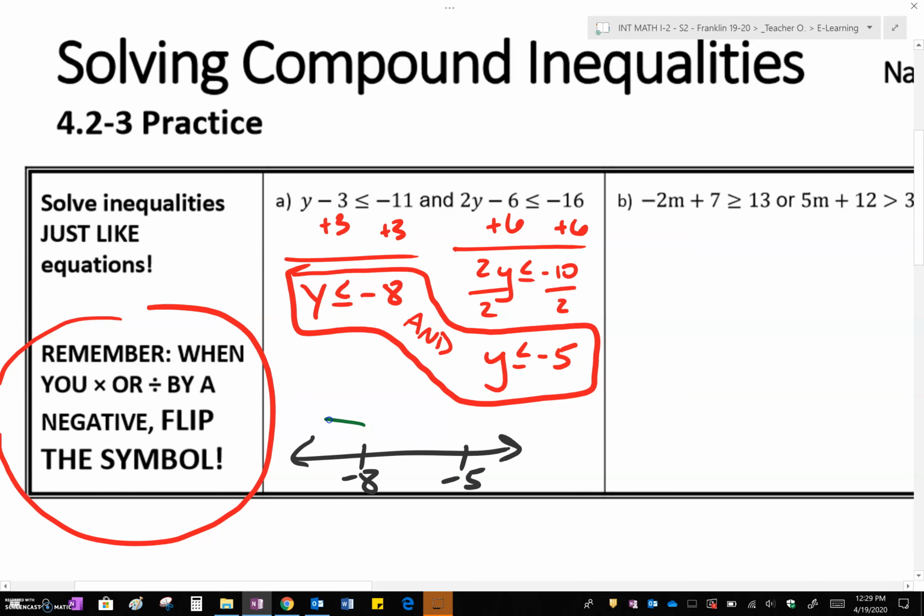So we're going less than or equal to from negative 8 and less than or equal to from negative 5. And so remember, we just want the overlap, which is from negative 8 on down. So just like that. That's where those two overlap. So remember, for and inequalities, just graph the overlap. For or, you can just graph.